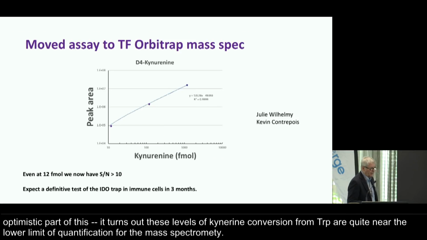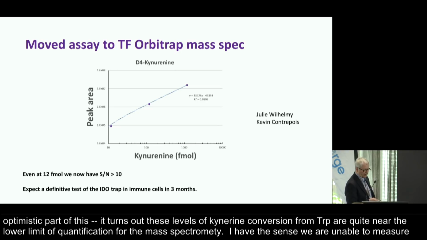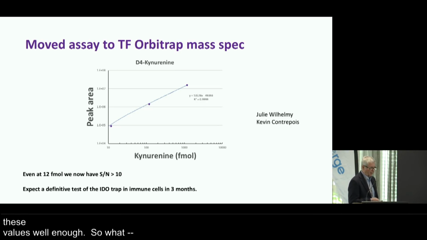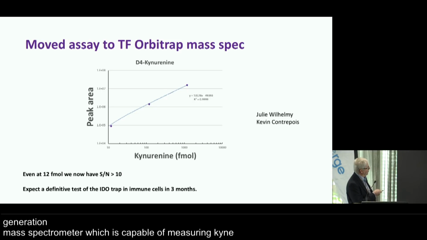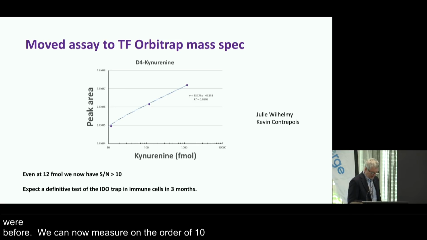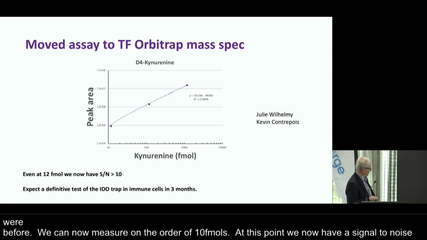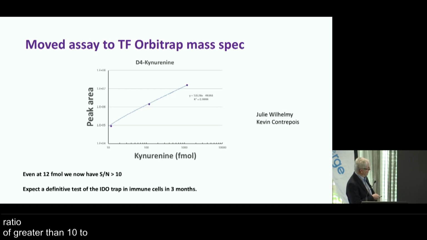And so what we've done is recruit another laboratory that has a next generation mass spectrometer, which is capable of measuring kynurenine down to a factor of 30 below where we were before. So we can now measure on the order of 10 femtomoles of kynurenine, which is 30-fold better than we could before. So at this point, we now have a signal-to-noise ratio of greater than 10 for our measurements down at the bottom of the standard curve. And so I'm confident we'll be able to do a definitive test of the IDO metabolic trap in immune cells in the next 3 months.